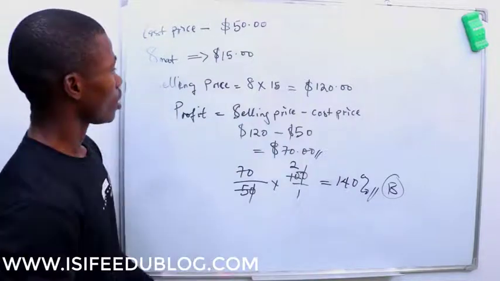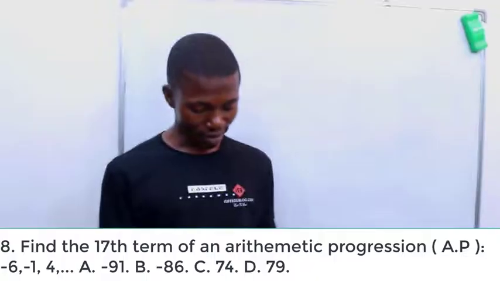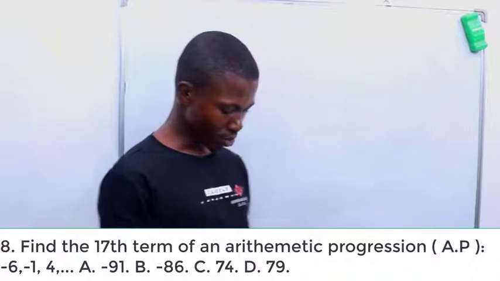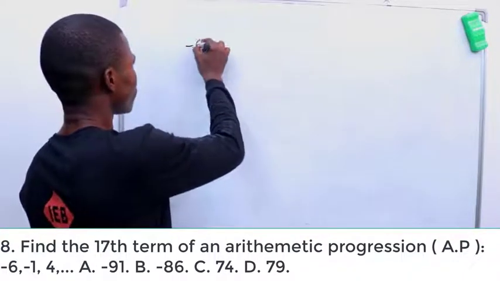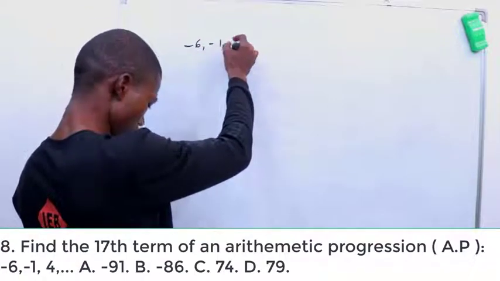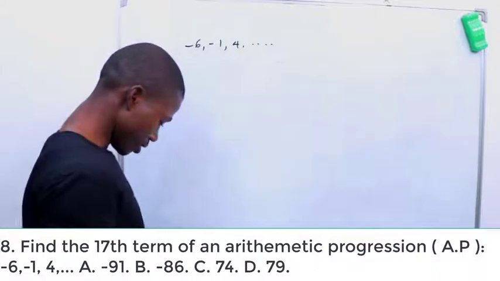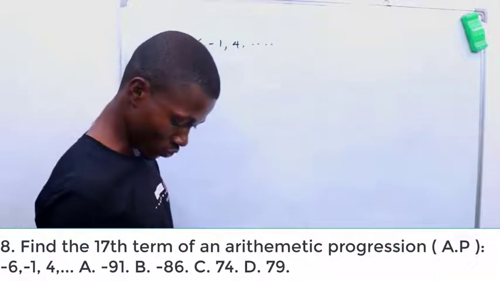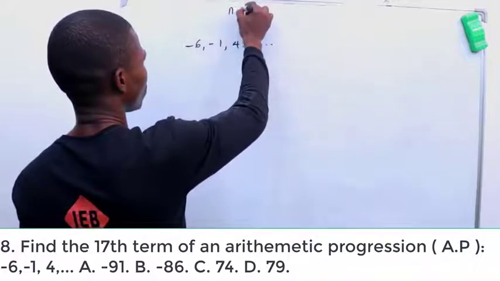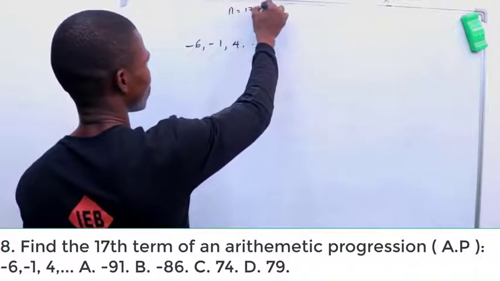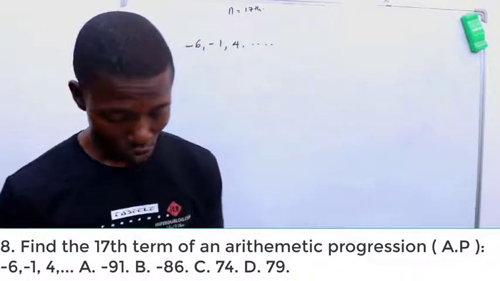Okay, now let's quickly go over to question number 8, which says find the 17th term of the arithmetic progression. The progression is minus 6, minus 1, and 4. This is the arithmetic progression, and they say that we should find the 17th term. This is the question. So this is AP.